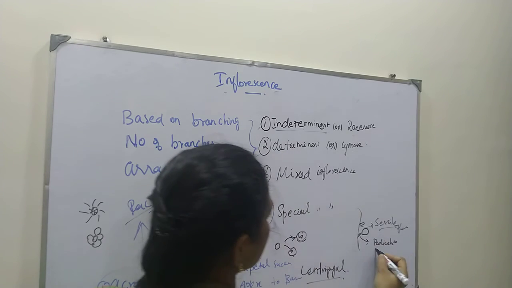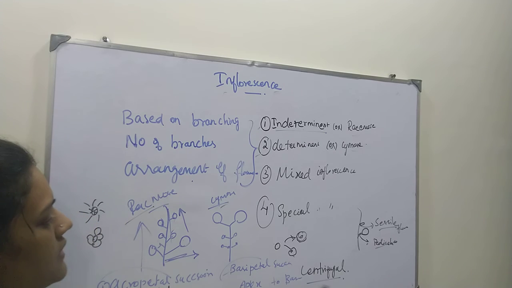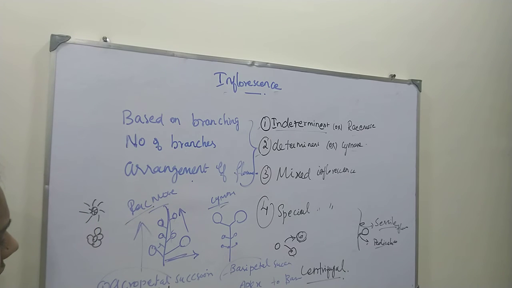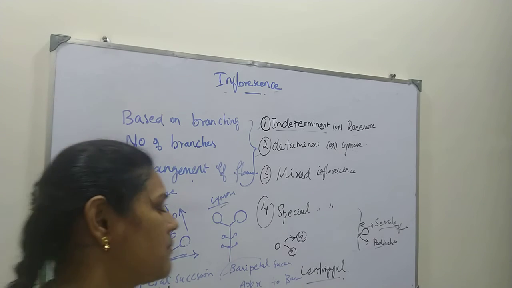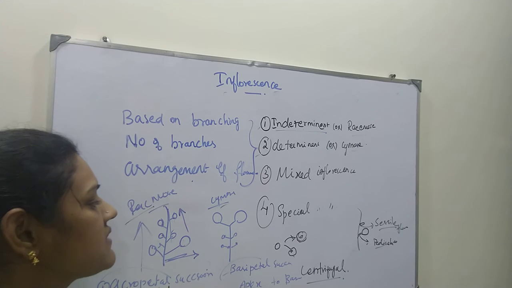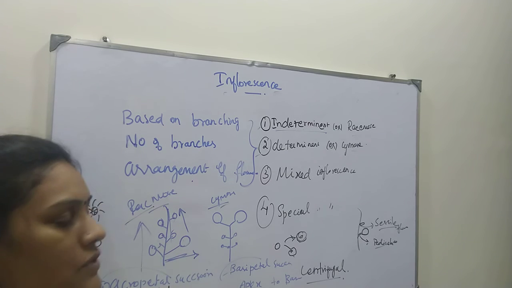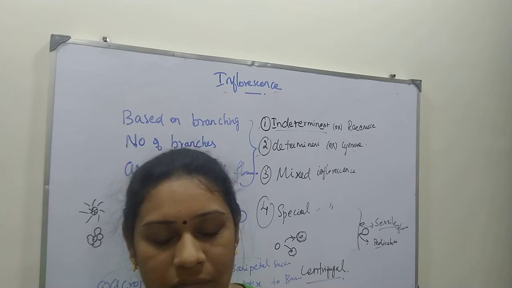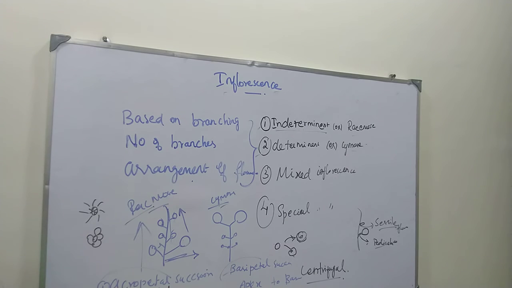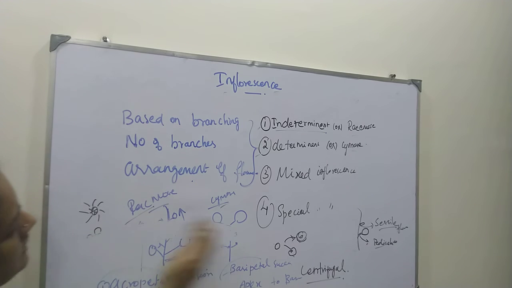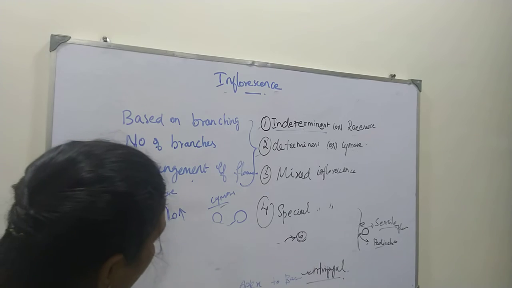So you should know what is sessile, what is pedicellate, what is centrifugal, what is centripetal, and what is acropetal succession and basipetal succession. These things differentiate racemose and cymose. Racemose and cymose you will definitely have in the 3-mark question. So that's all about the introduction of the inflorescence and what you should know about these racemose and cymose differences.